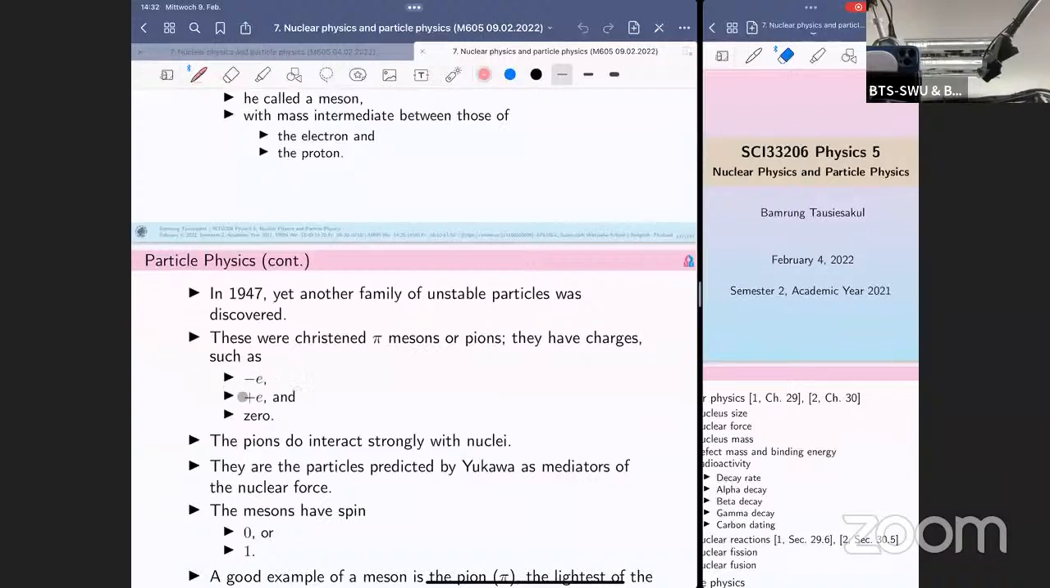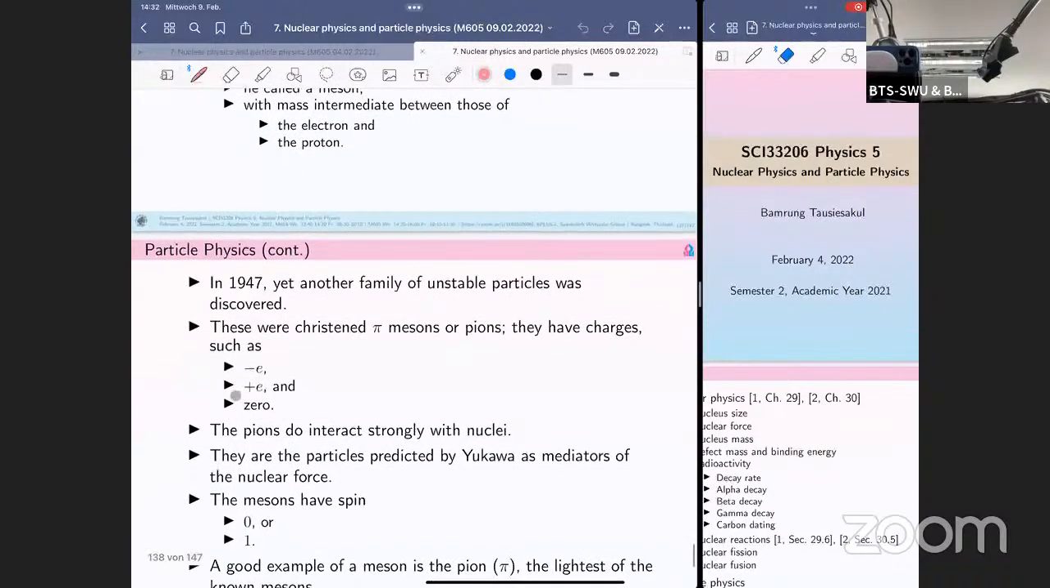The first one has charge of -1 electron, 1.602 times 10 to the -19, and the second one is the positive pion or positive pi meson, which is the antiparticle of the negative pion. Another one is the middle, which is called pion 0. It has 0 charge. The antiparticle has positive charge, positive 1.602 times 10 to the negative 19.